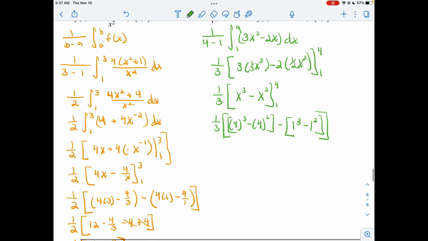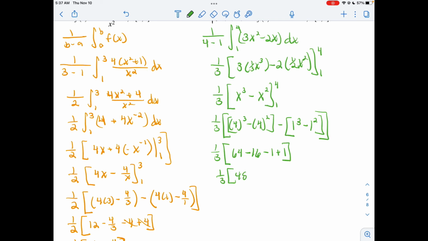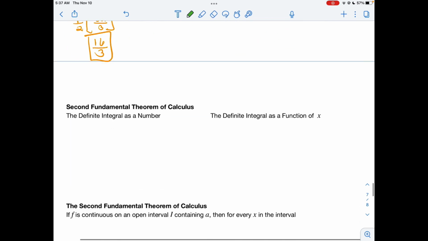So I have 1/3 times 4 cubed, which is 64, minus 4 squared, which is 16, so 64 minus 16. Distributing the negative here, we got negative 1 plus 1, so the 1's cancel out. We're left with 64 minus 16, which is 48, divided by 3, which is 16.